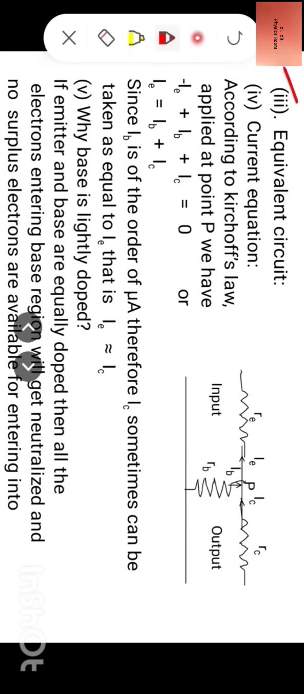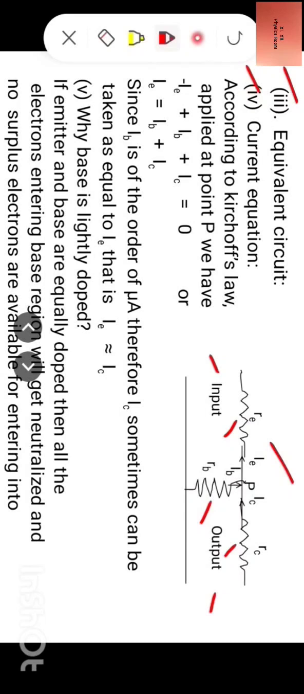Now equivalent circuit of transistor. Here is the equivalent circuit of transistor. So this is emitter region, resistance of emitter region is RE. This is base region, resistance of base region is RB, and this is collector region, whose collector resistance is RC. So this is how we draw equivalent circuit of transistor, because base is common between input and output. So this is input, this side is output.